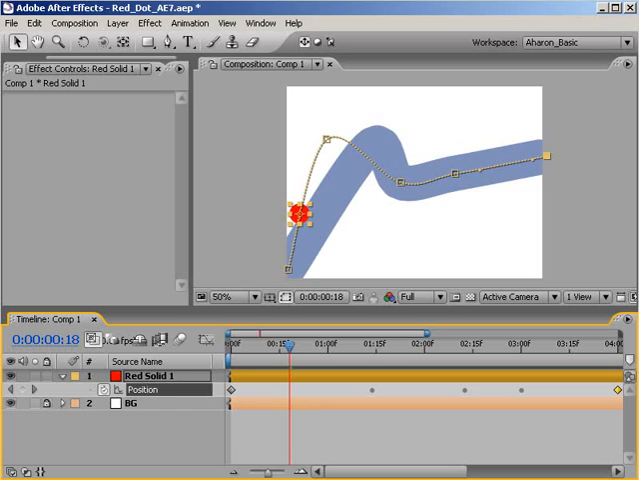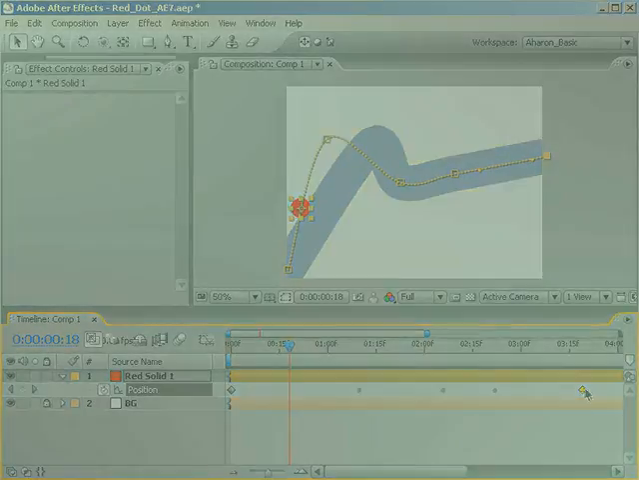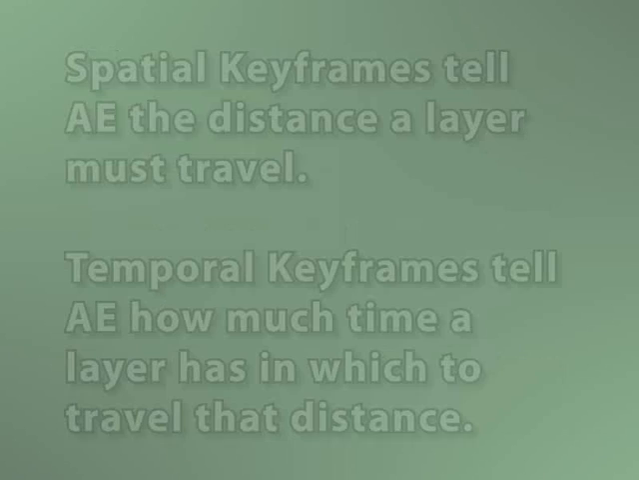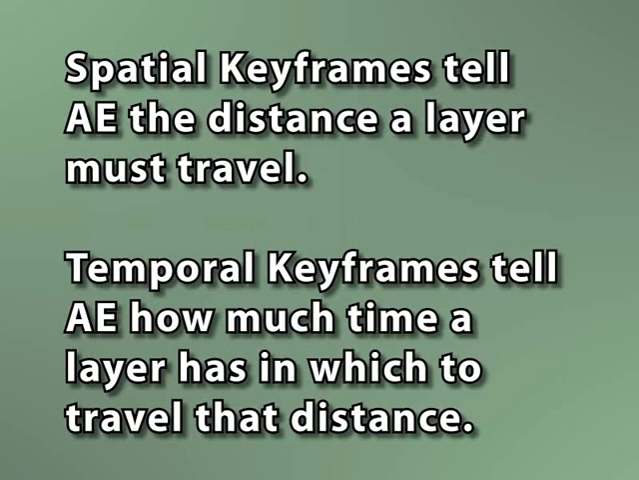The great thing about it is that we can actually expand or compress that time by just dragging the first or last keyframe, and the roving keyframes will adjust to keep the speed nice and smooth. The most important thing to understand is that it's the combination of both the position of our spatial keyframes in the comp window and the position of our first and last temporal keyframes in the timeline that will determine the speed of our animation. The spatial keyframes determine the distance that has to be traveled over the course of the animation, and the temporal keyframes determine how much time it has in which to do that traveling.